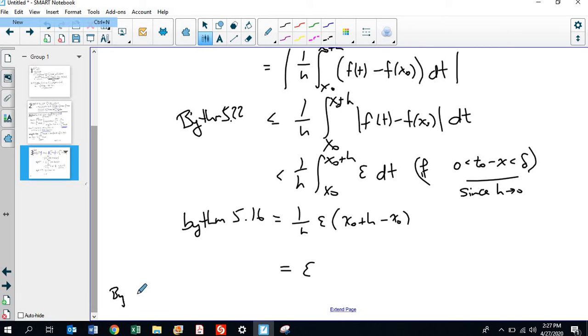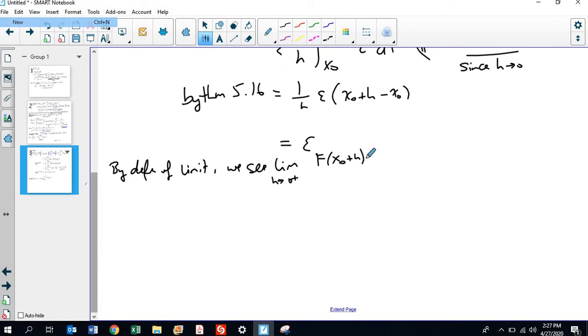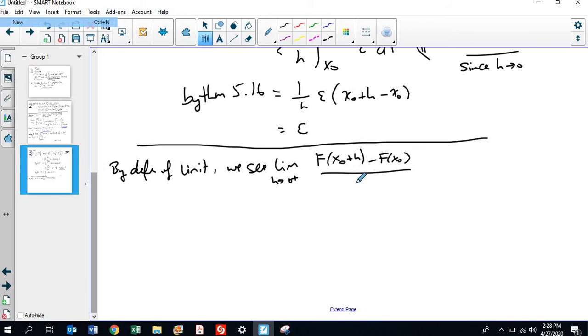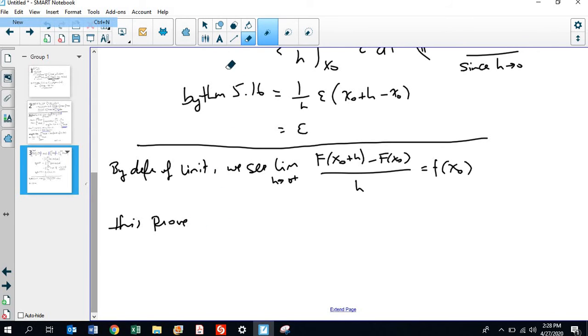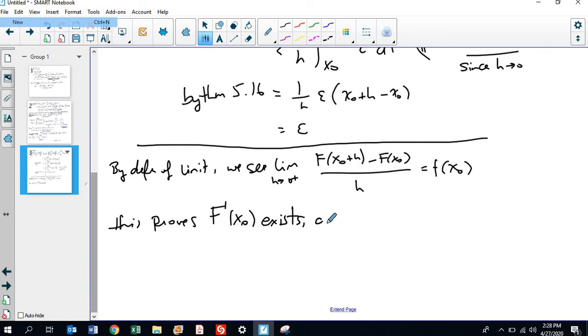So now by definition of limit, when this is less than delta, this is less than epsilon, we see the limit as h approaches 0 plus of big F of x0 plus h, minus big F of x0 over h, so this difference quotient, this limit has to be f of x0. And so this proves f prime of x0 exists, and f prime of x0 equals f of x0.